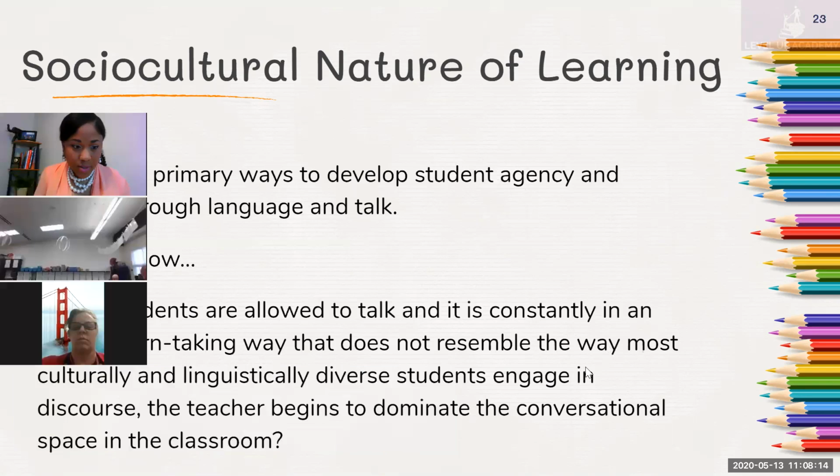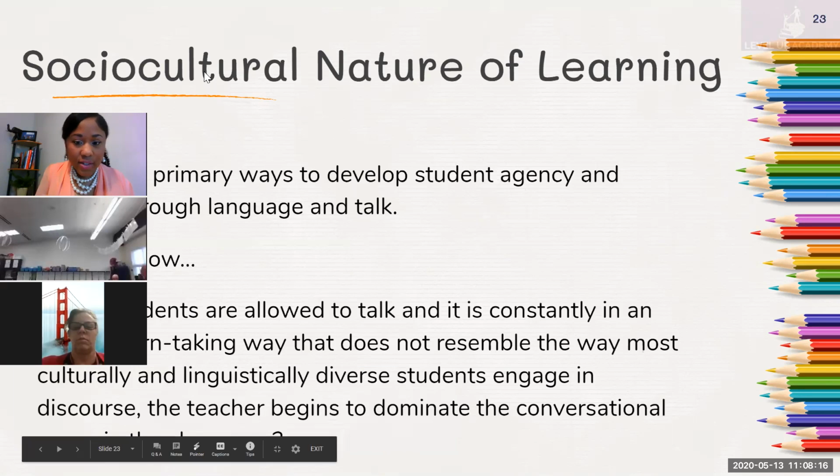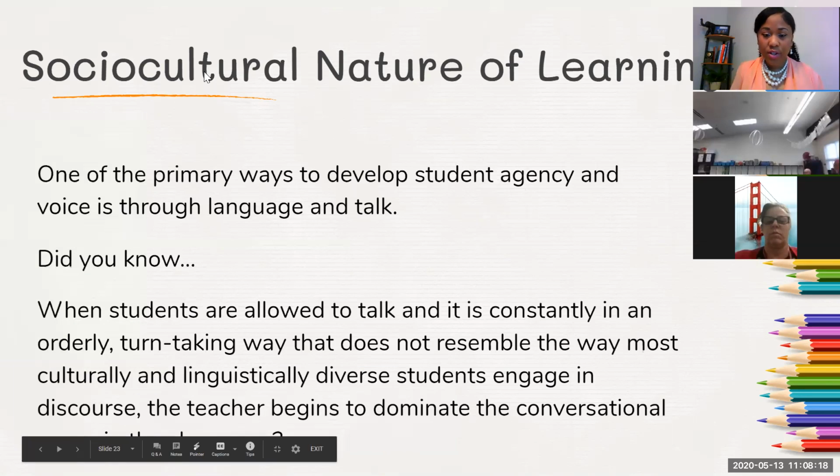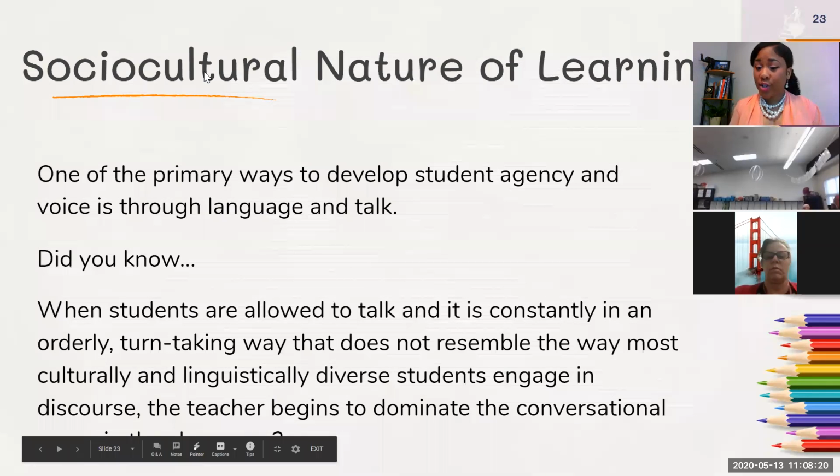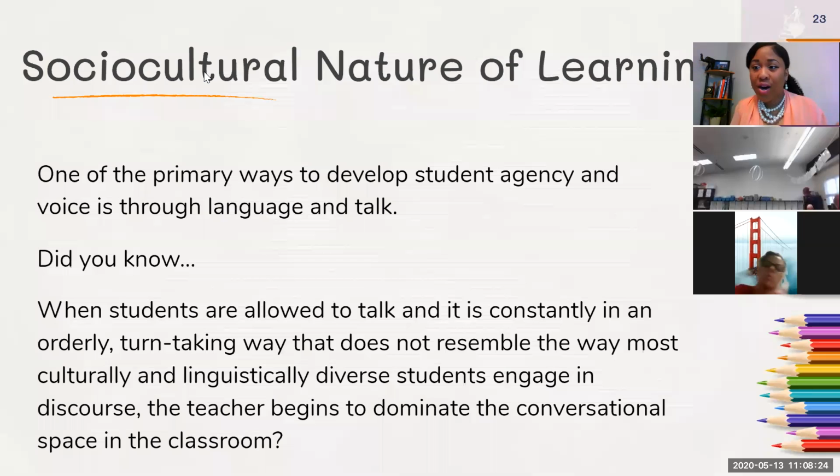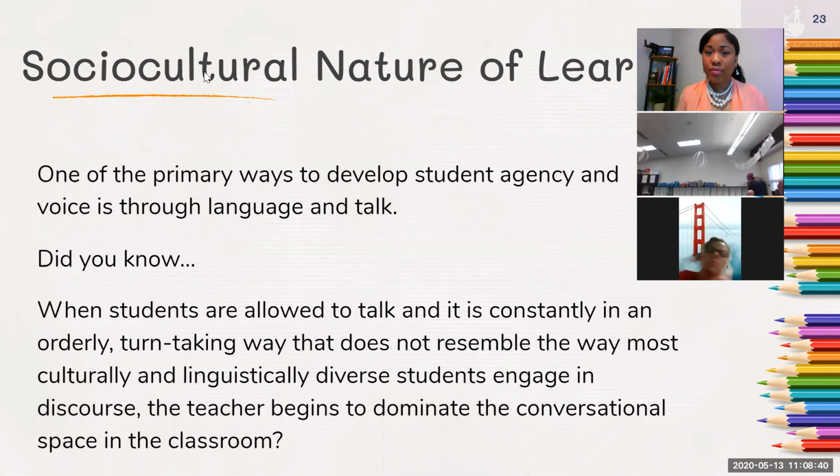Let me move my screen. Okay. It says also, did you know when students are allowed to talk and it's constantly in an orderly turn and talk, pair and share way, it doesn't resemble the way most culturally and linguistically diverse students engage in discourse? It doesn't feel natural for them. The teacher begins to dominate the conversational space when this is the approach.